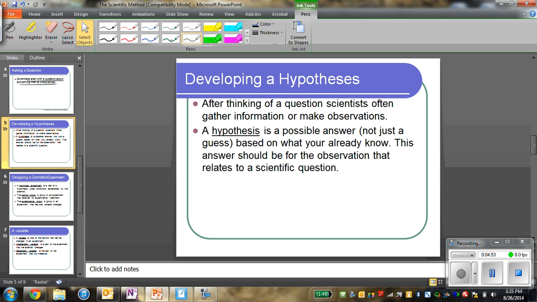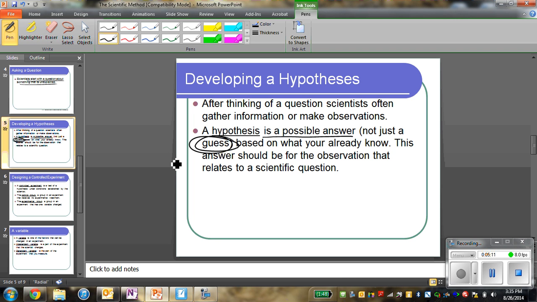The next thing we're going to be doing is developing a hypothesis. Again, a hypothesis is an educated guess or a possible answer, not just a guess. So when I ask you to create a hypothesis, I'm not saying, hey, just think about it for a second and make a guess. You really got to think about it hard.